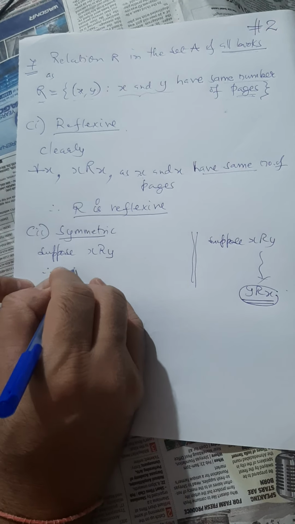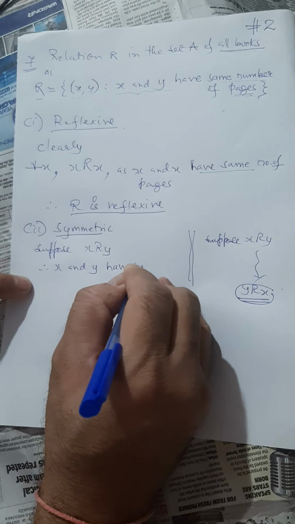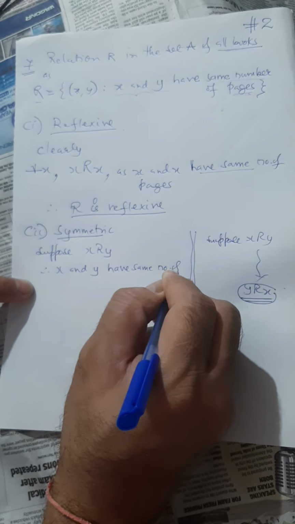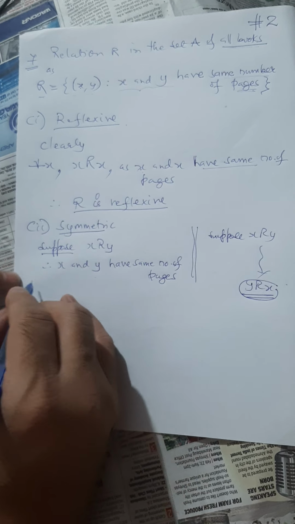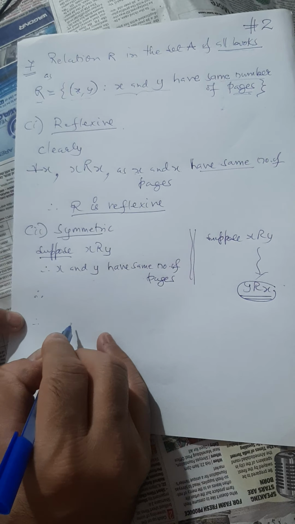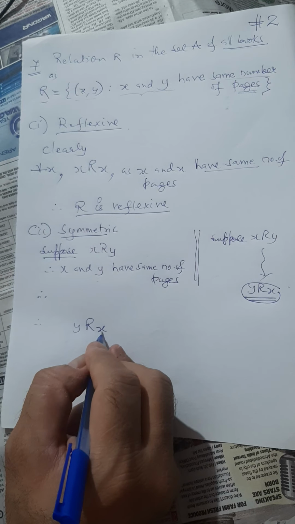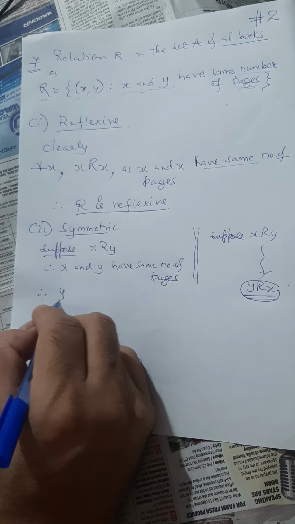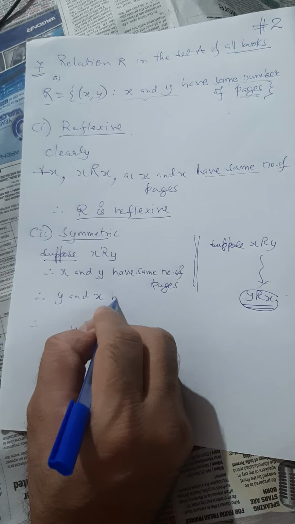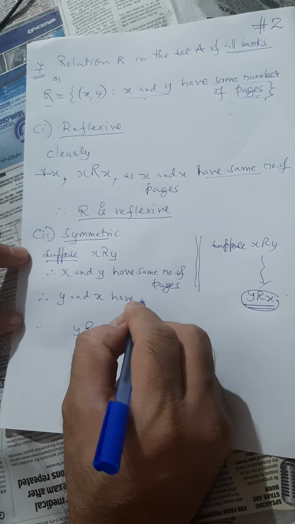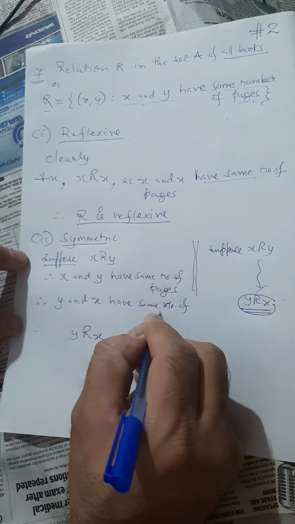So you can say that x and y, these are the two books, have the same number of pages. This is by definition given to you. This is your supposition. Now you want to show whether y related to x or not. So can you say that y and x also have the same number of pages? Of course, you are just going to change the order here. If x and y have the same number of pages, y and x also have the same number of pages.